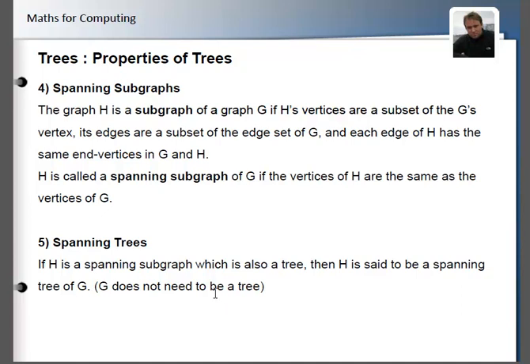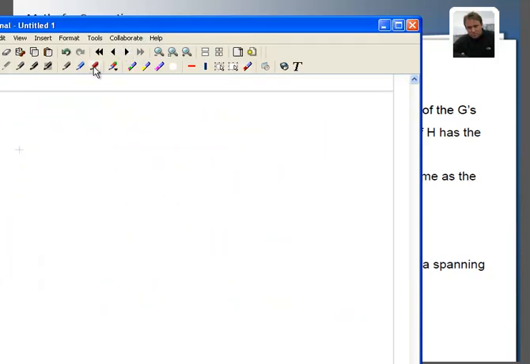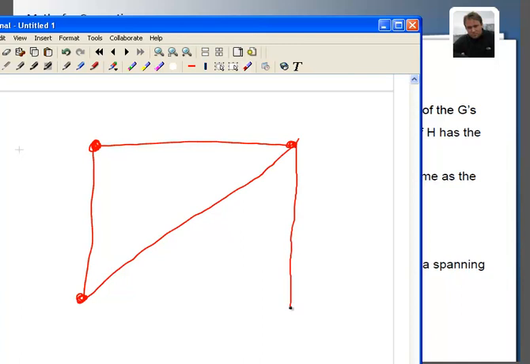That's a lot to take in, so let's draw one out and get stuck into this. Suppose I have a graph here. I'm going to do the whole thing in red. This is graph G, and it doesn't have to be a tree. What I'm going to do here is draw a spanning subgraph. This G is what we have here, and H is what I'm going to superimpose on top of it. I'm going to draw it down the side so you can see both.